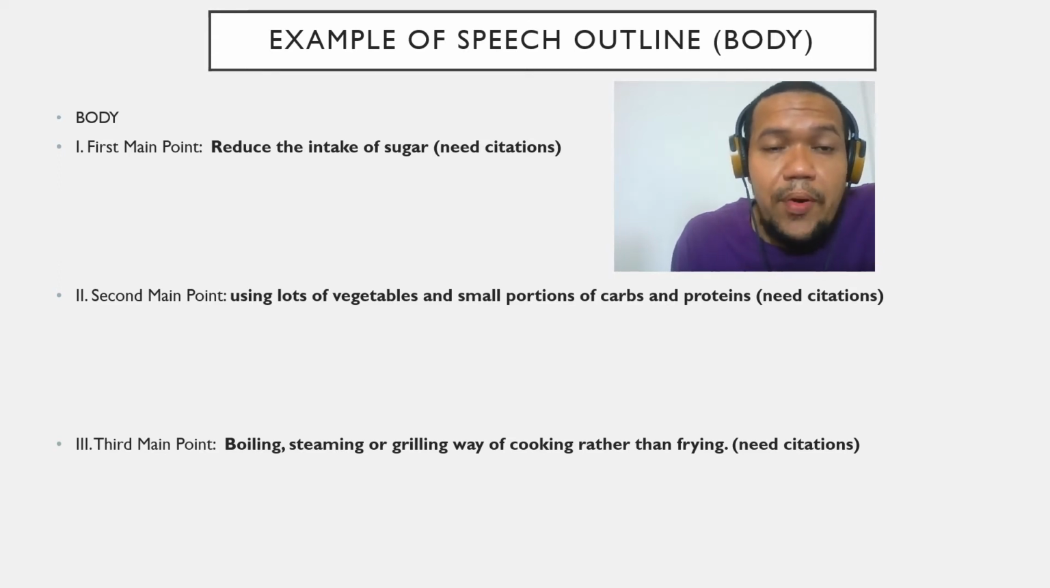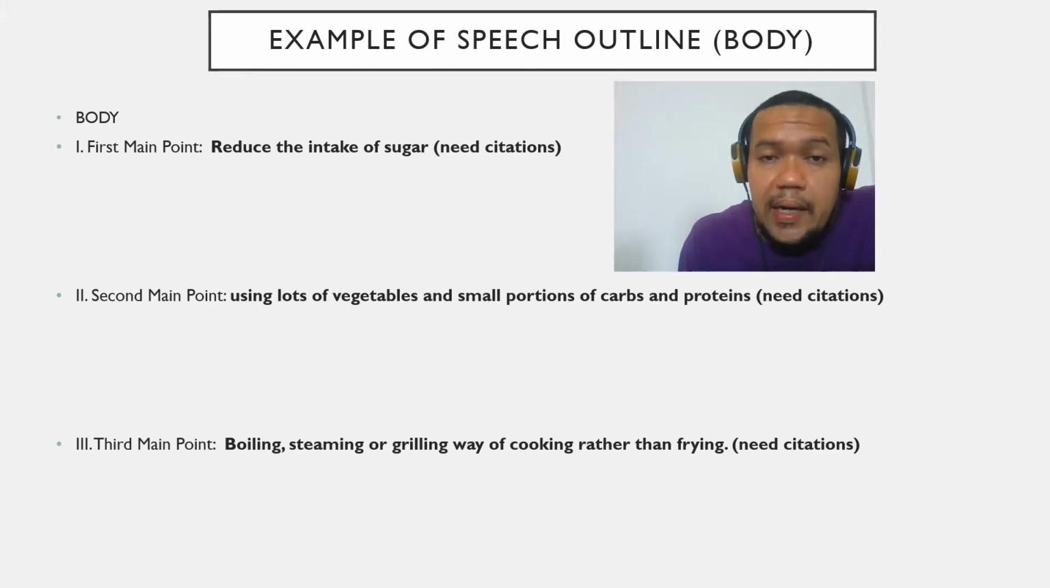Our first main point is reduce the intake of sugar. You need a citation on that because this is something scientific. Maybe you refer to a certain website that says sugar is very dangerous and can give you diabetes and so on. So you need a citation, but you can just put "need citation" and find it later, not at the moment you write the speech outline.